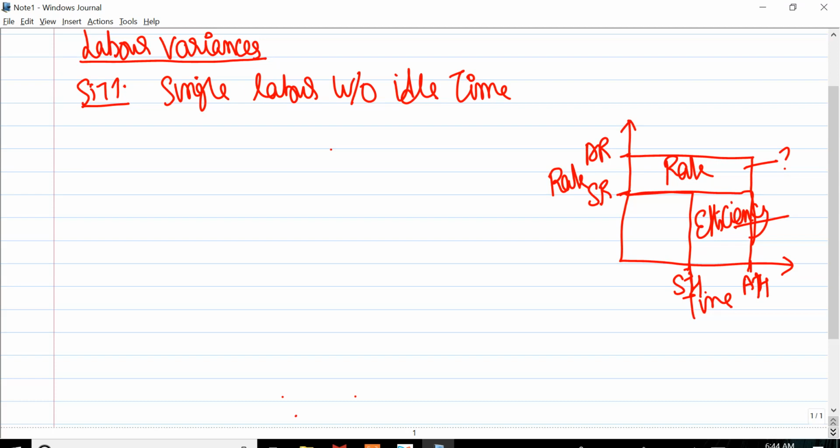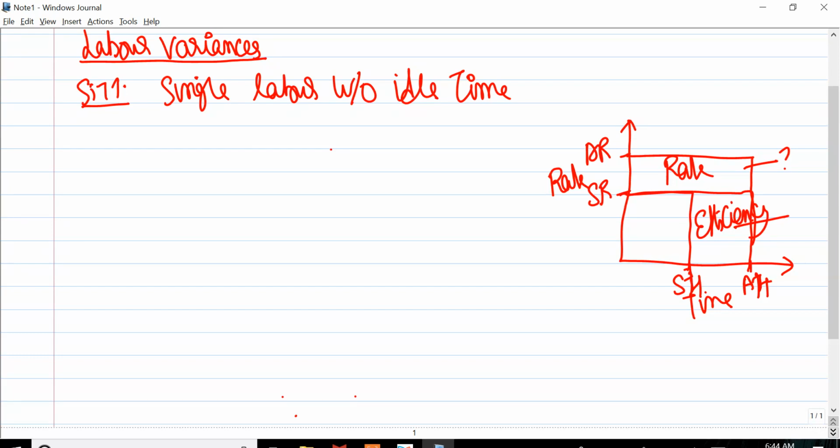What is the formula for labor rate variance? SR into AH minus AR into AH. Labor efficiency? SR into SH minus SR into AH. Labor cost variance? SR into SH minus AR into AH. I don't have much to explain here. What is SR, SH and all? I'll tell you some notes in some time.